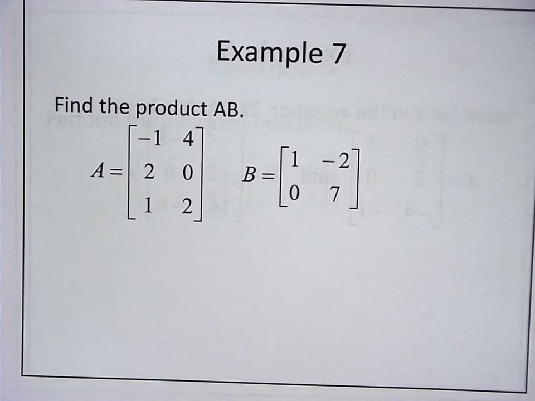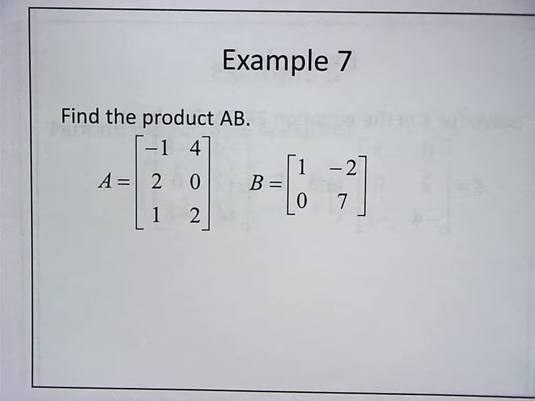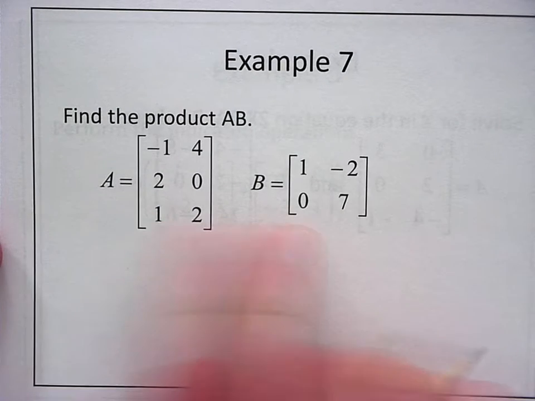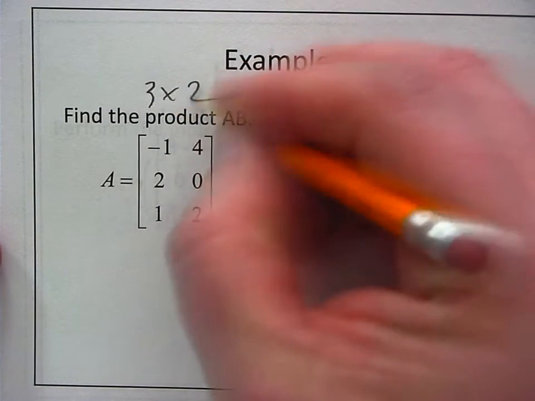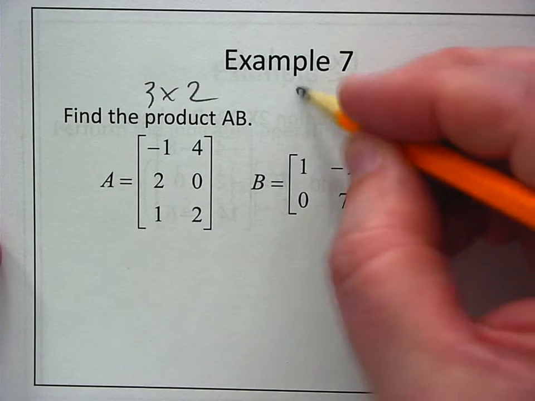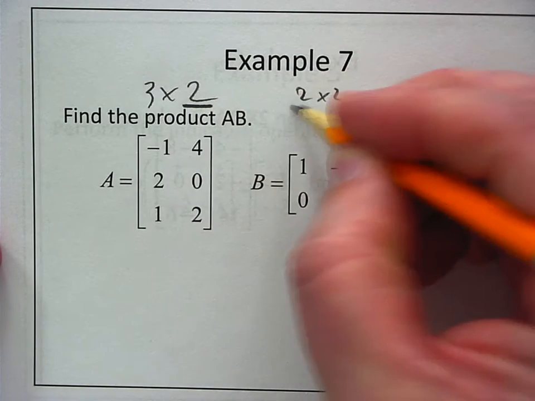So first off, does anybody remember the rule? How can I tell if I can multiply these or not? The inside ones have to match, and the outside ones are the answer. Right, the inside numbers have to match. So what are the dimensions of this? 3 by 2. So I have a 3 by 2 times a what? 2 by 2.